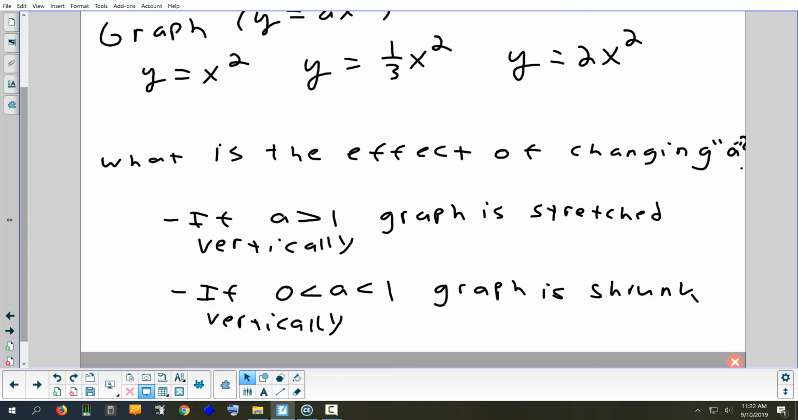Now, I'm still sticking with positive for now. You already kind of saw what a negative does. We'll go back to that in a minute. But if you put in a fraction in front of x squared, a fraction less than 1 but still more than 0, that's going to cause your graph to shrink vertically. The smaller your fraction, the more it shrinks. So if you put in like 1/10, that's going to look really squished. It's really going to spread out horizontally. Any question on that idea?